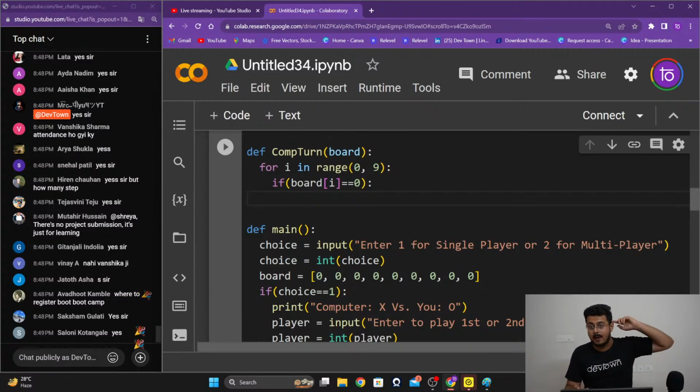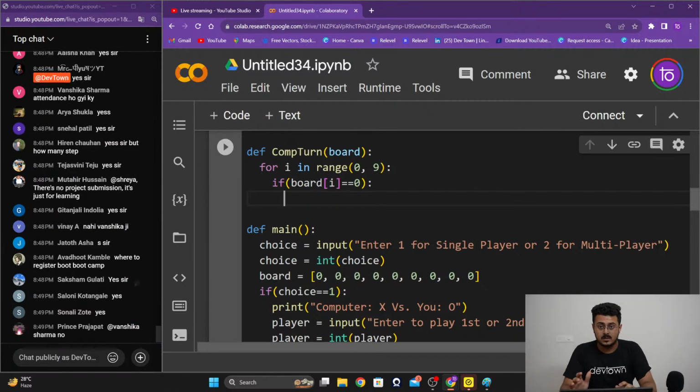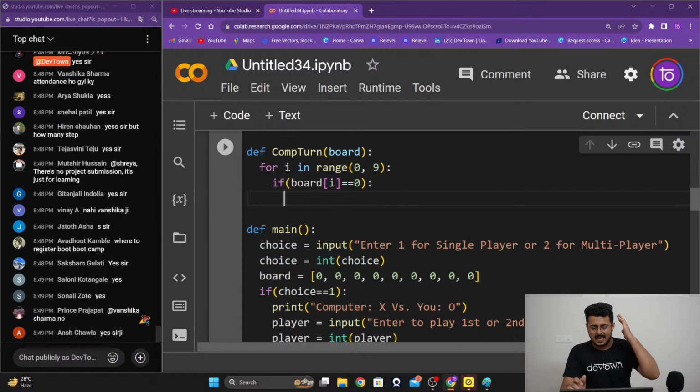Okay, this is now happening in the brain of the computer. It is not happening on your board right now. It's happening in the brain of your computer, guys. So I'll put my X at that particular position. If it is empty, I'll put my X right over there. So board[i] equals 1. I put my X at whatever position is empty for me.